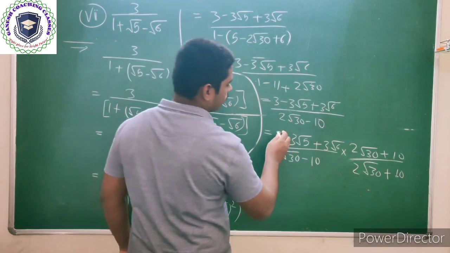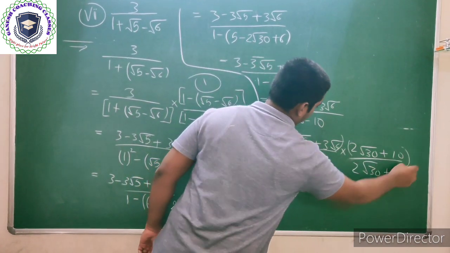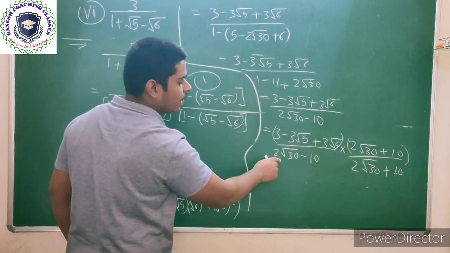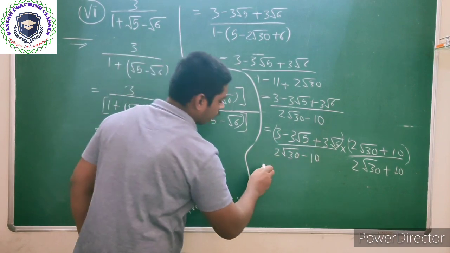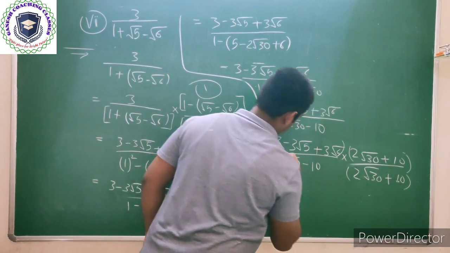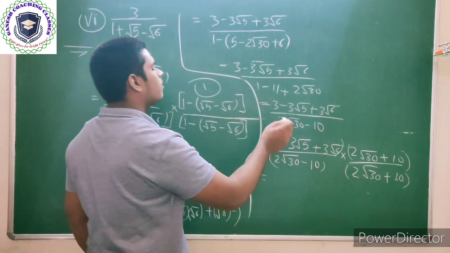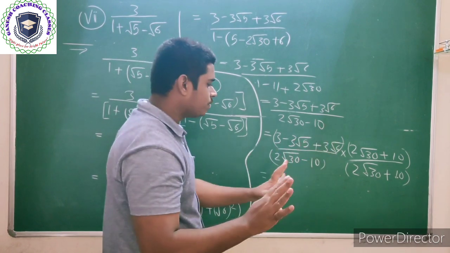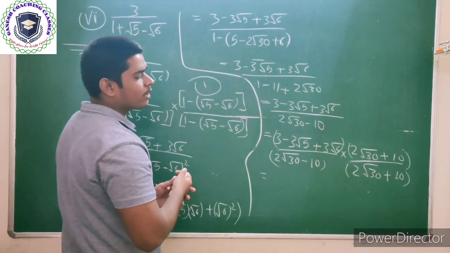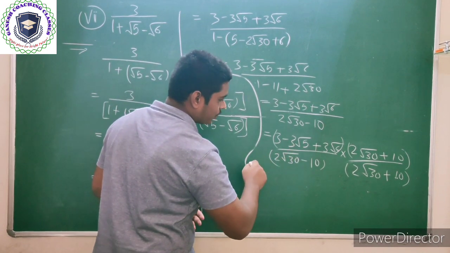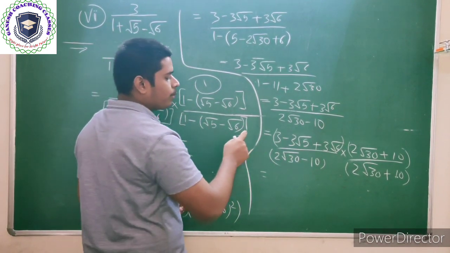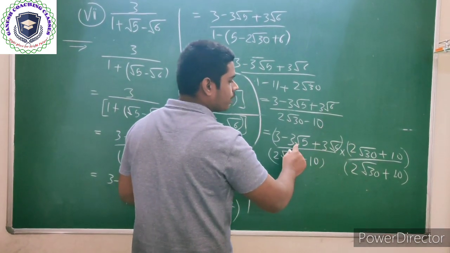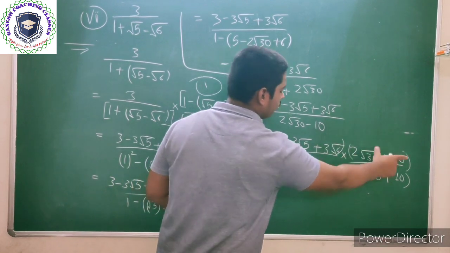Now in the numerator we can simplify it. In the denominator we are getting a minus b, a plus b, assuming a as 2 root 30 and b as 10. We can simplify the numerator, but if we leave it as it is then it's okay. For our convenience let's simplify the numerator first. How do we simplify? We multiply the first number of the first bracket to the second bracket, the second number of the first bracket to the second bracket, and the third number of the first bracket to the second bracket.